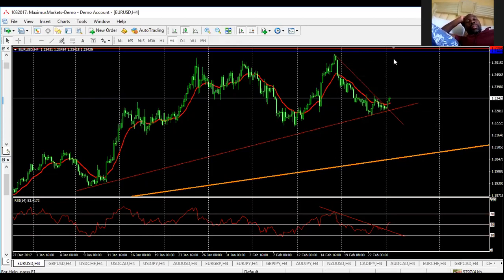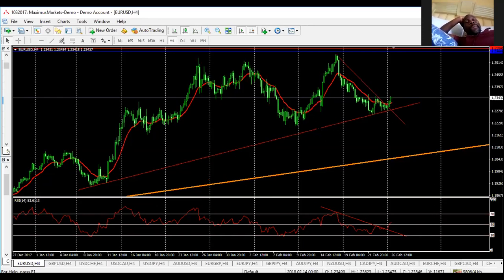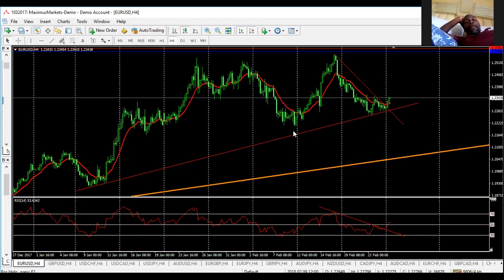So when it tests this point and moves back, we say bounce. And when it tests this point and goes beyond it and closes above it, we say it breaks the point. So that is the difference between bounce and break. You should be able to understand that easily. Bounce and break. So when you want to draw your support, how do you draw support?